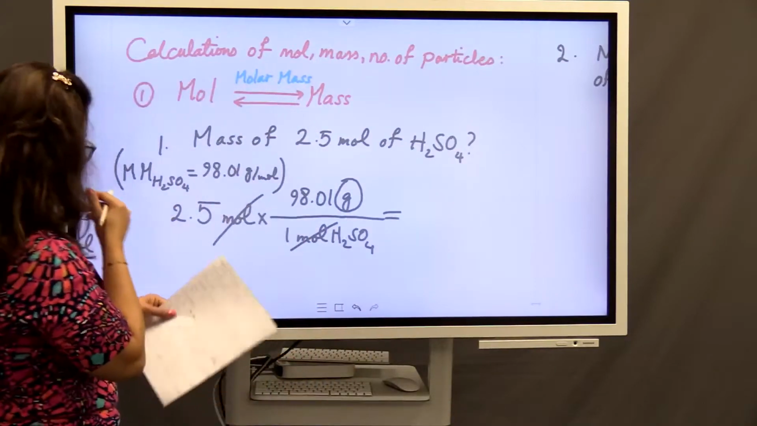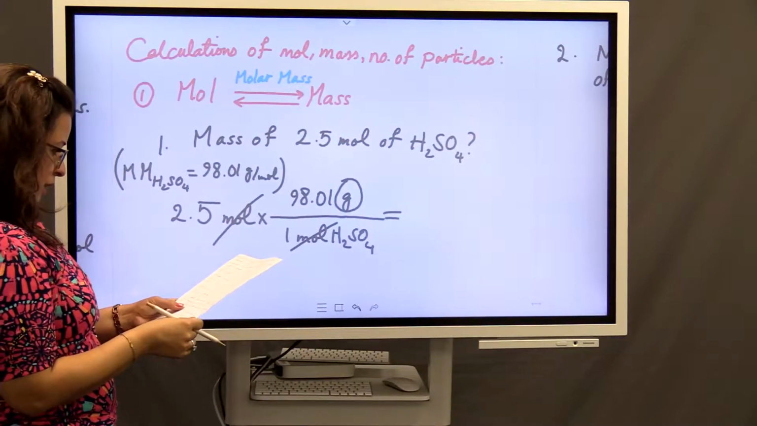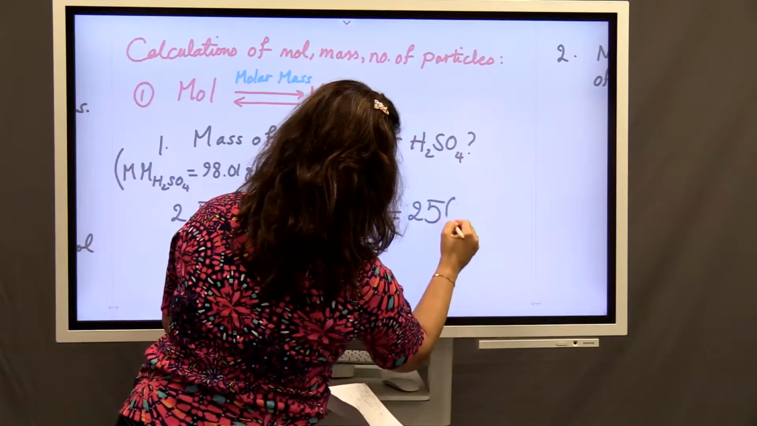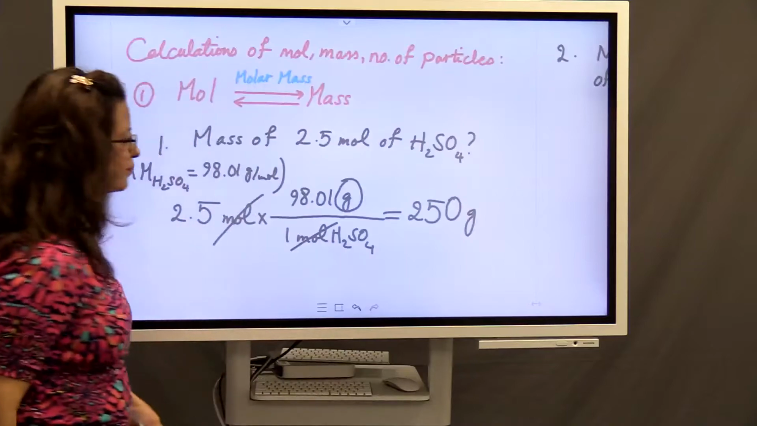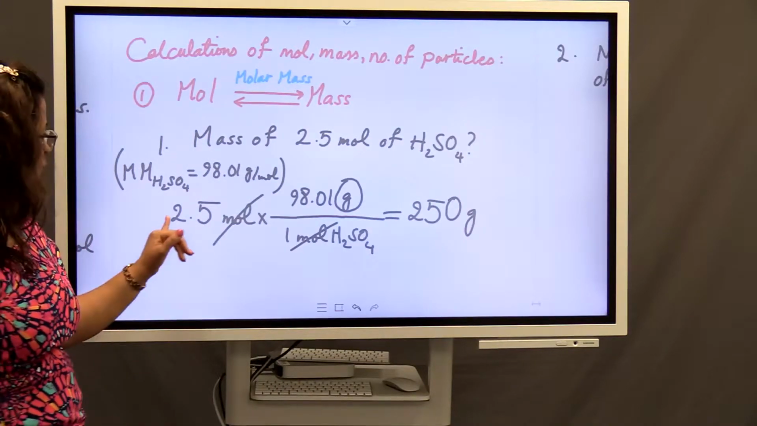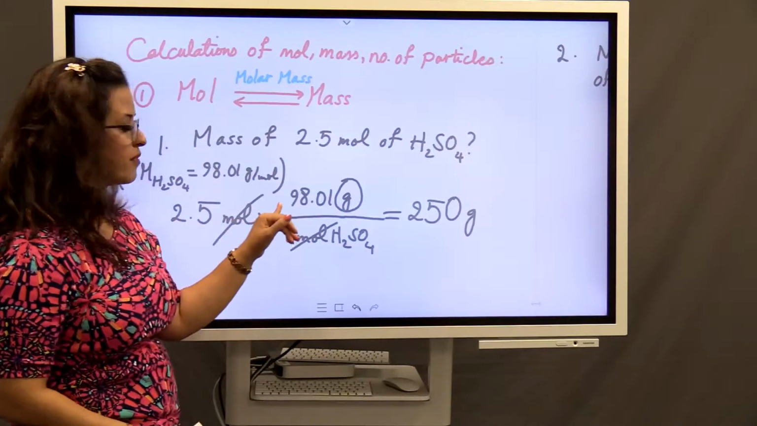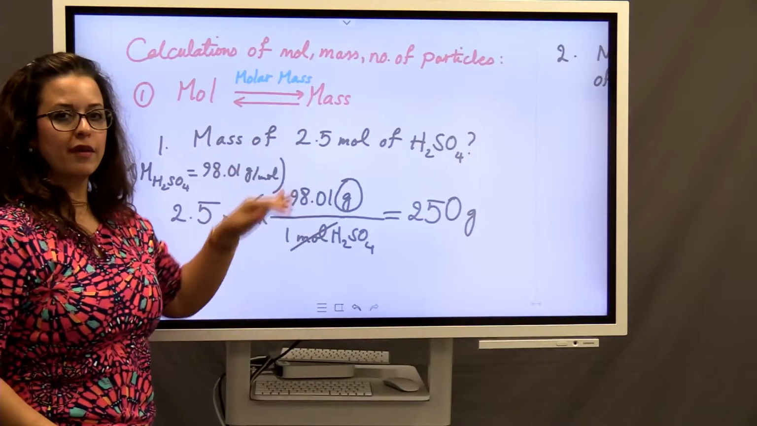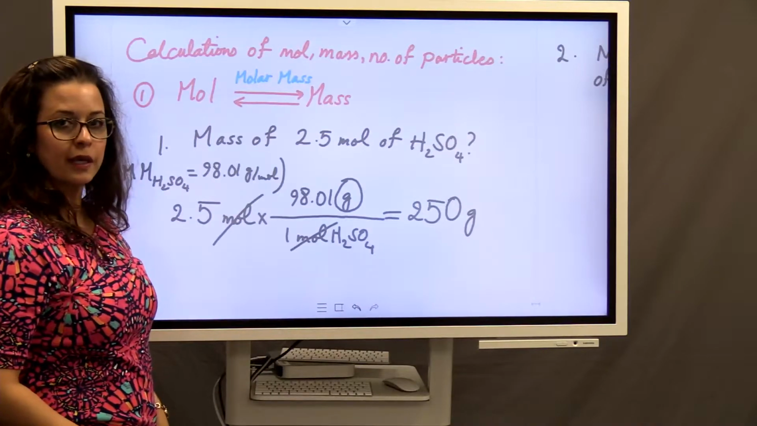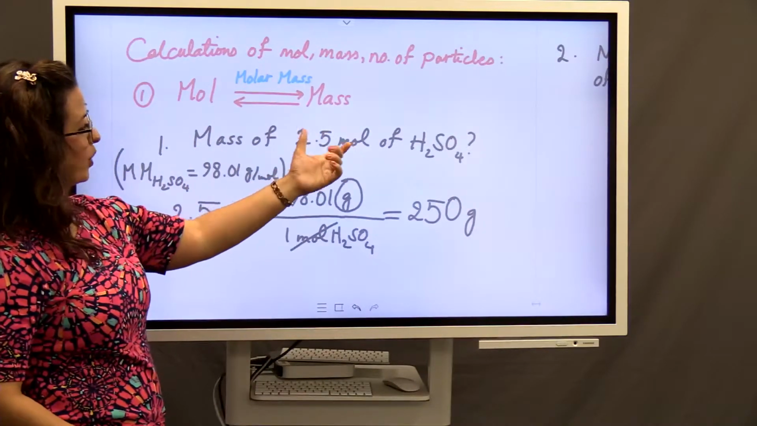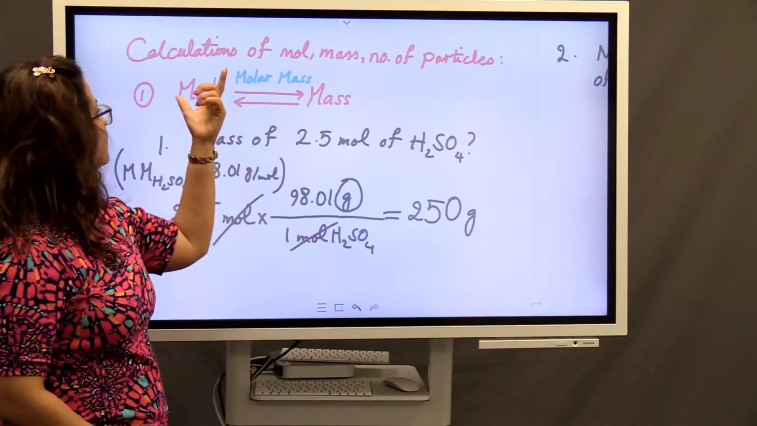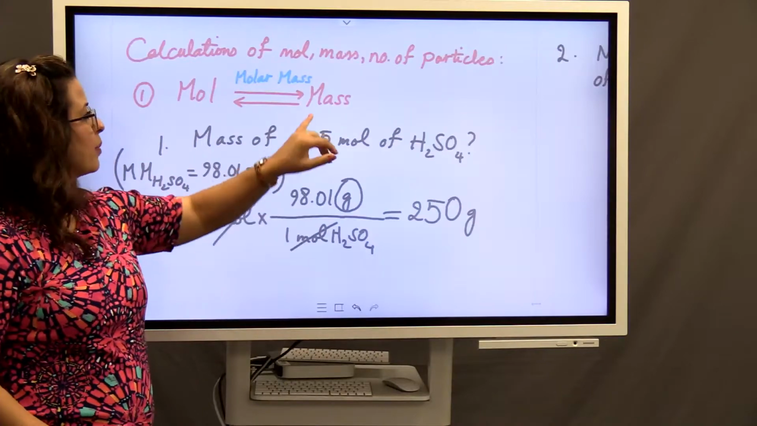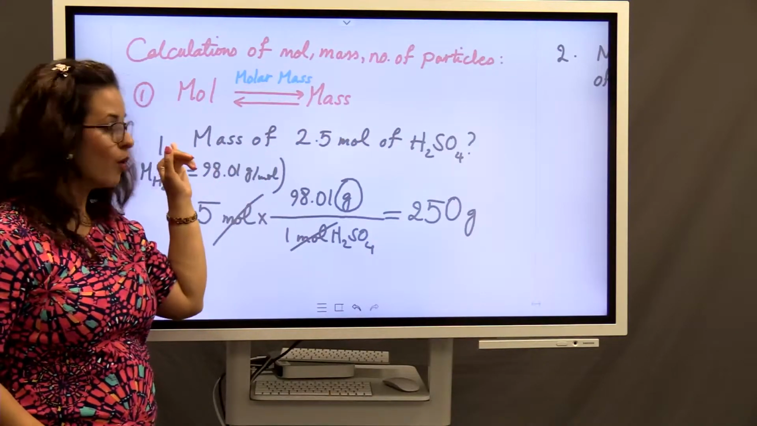I have the answers here, so let's see. We have about 250 grams. Okay? You just multiply 2.5 by 98.01 because they're both on top of the fraction. Alright? This is the relation when you have mole and you are solving for mass. Let's do another example, when you are given mass and you're looking for moles.